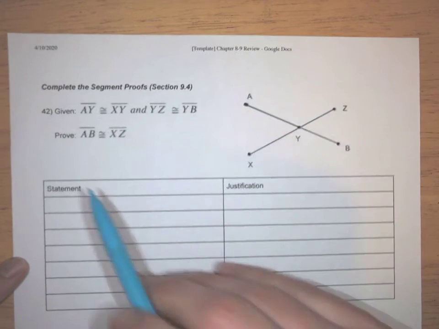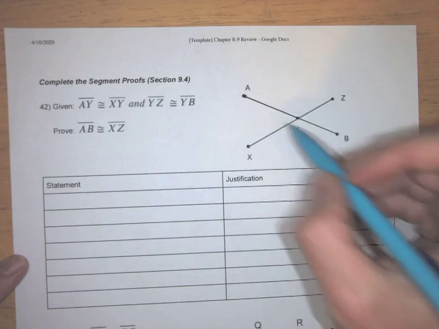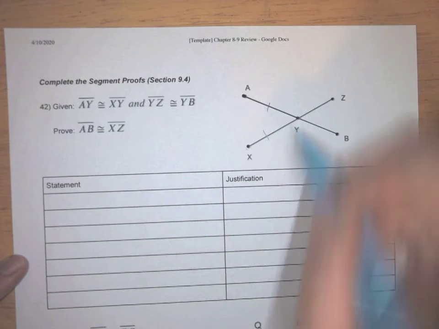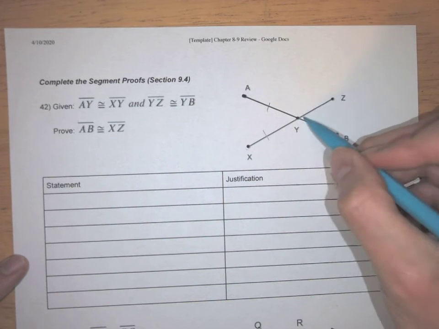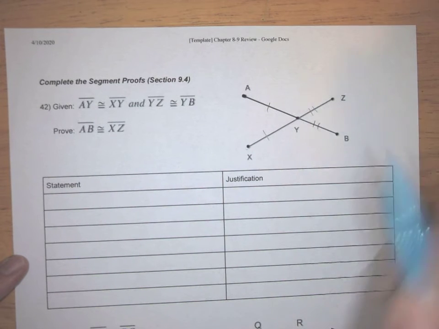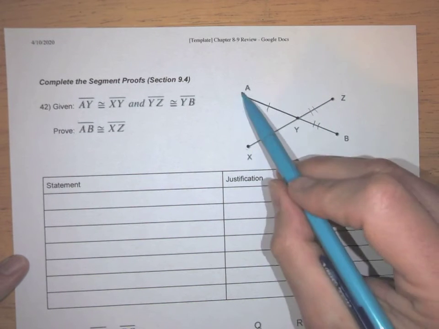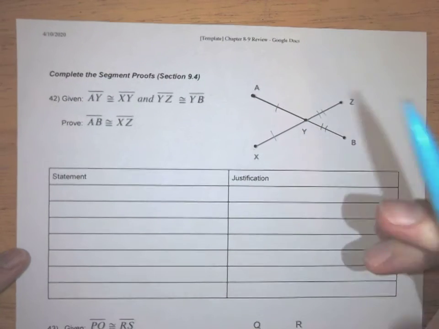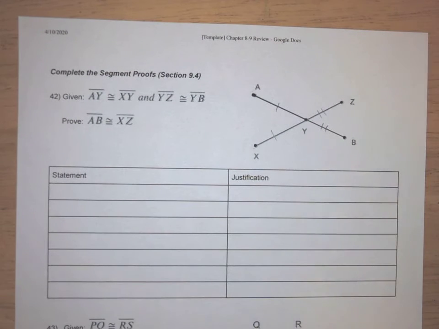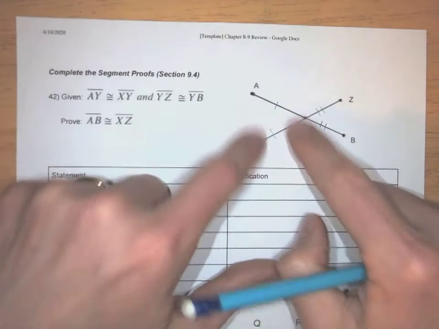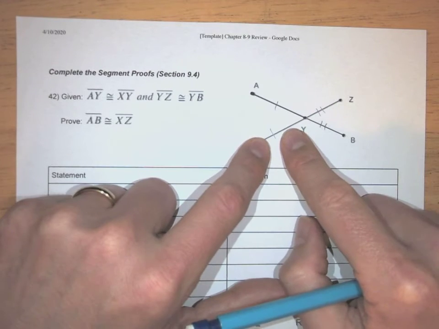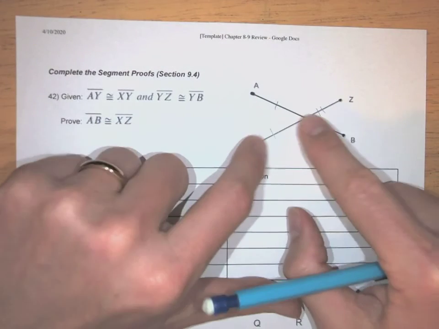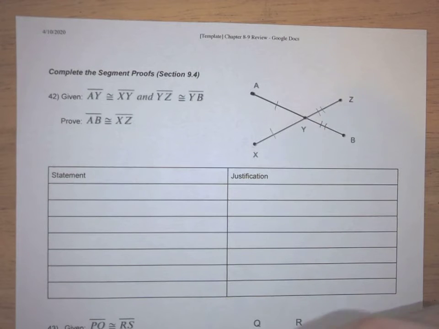Let's see if we can understand what's happening first. So AY is congruent to XY. So these two segments are congruent. Okay, YZ is congruent to YB. Okay, so these are congruent to each other. And we want to show that this whole segment AB is congruent to this whole segment XZ. Well, just by looking at it, you're like, well, that's obvious. If these two guys are congruent to each other, and these two guys are congruent to each other, I'm just adding two equal pieces, so I should get two equal segments.